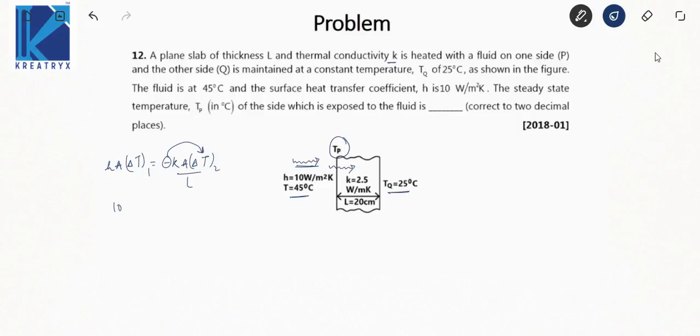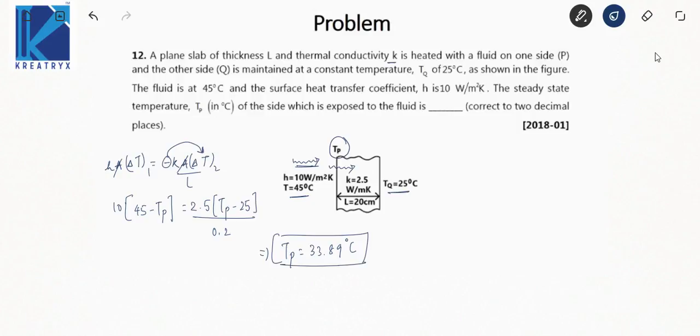H is 10 watt per meter square Kelvin. Be careful of the units. Area is same. I'll cut it down. Delta T 45 minus Tp is equal to K. K is 2.5 watt per meter Kelvin. Delta T2 is equal to Tp minus 25 upon L. L is 20 centimeters, that is 0.2 meter. Solving this, we get Tp is equal to 33.89 degrees Celsius.